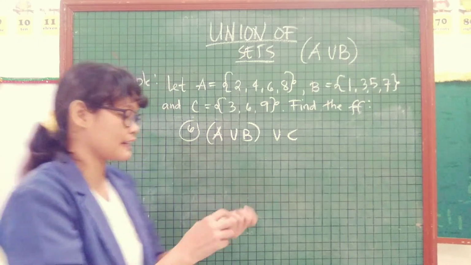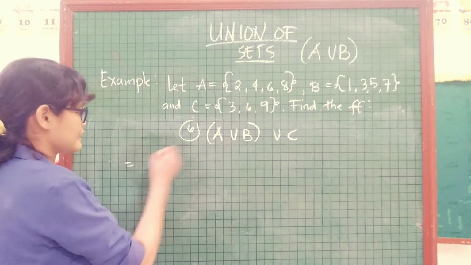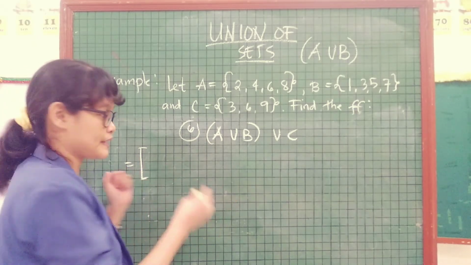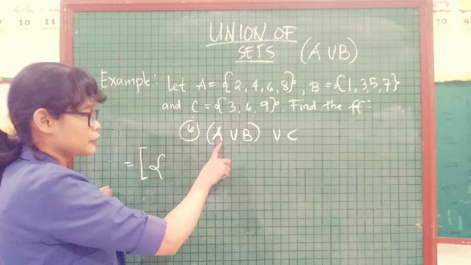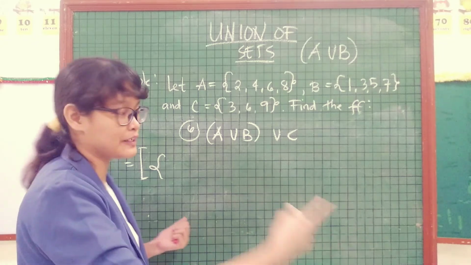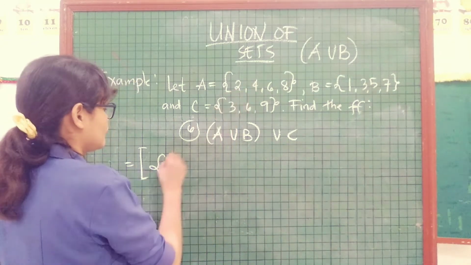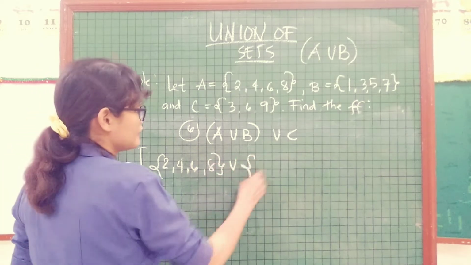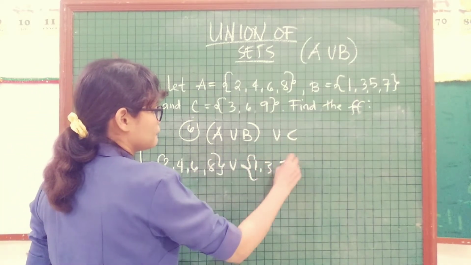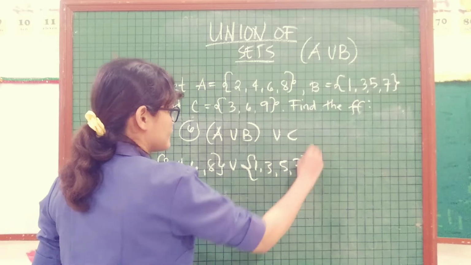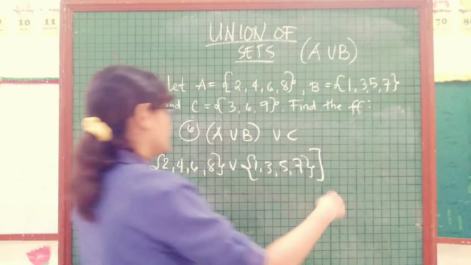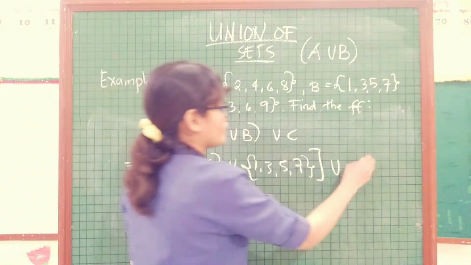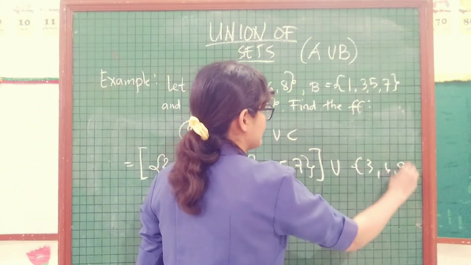So, let's do it now. We will list them, and put brackets to emphasize grouping. We first unite the set A and the set B. You have 2, 4, 6, and 8, union your B, 1, 3, 5, and 7. Close bracket. Then you have union, the elements of C. So you have 3, 6, and 9.